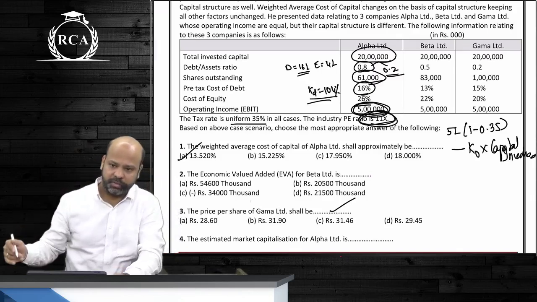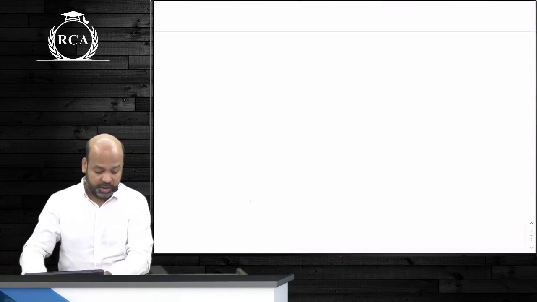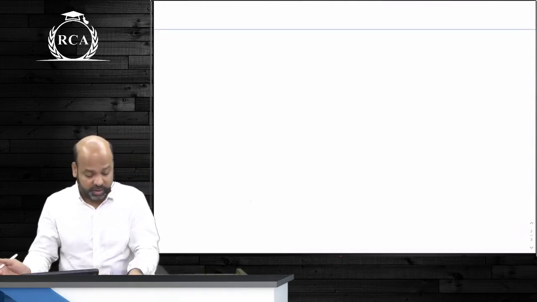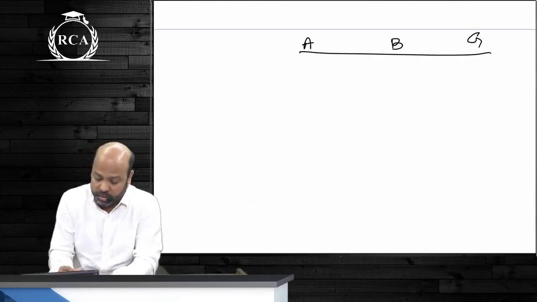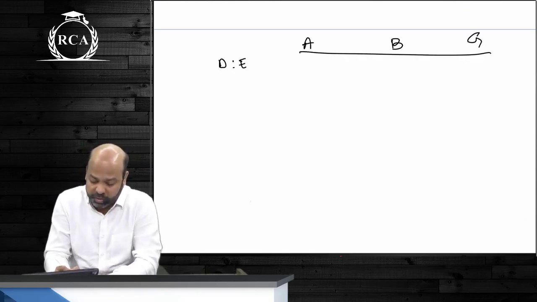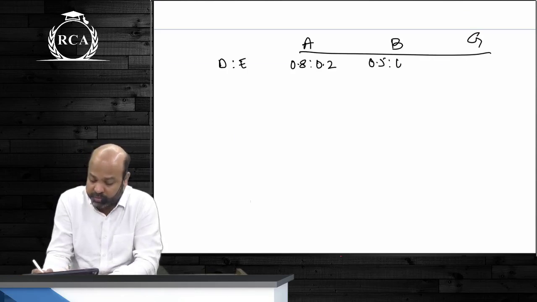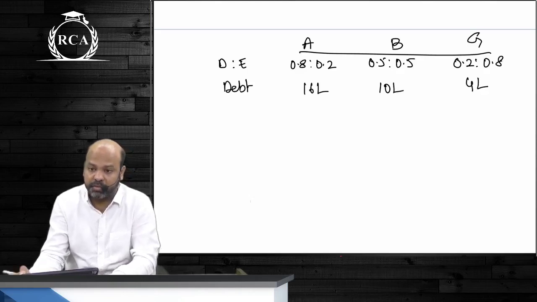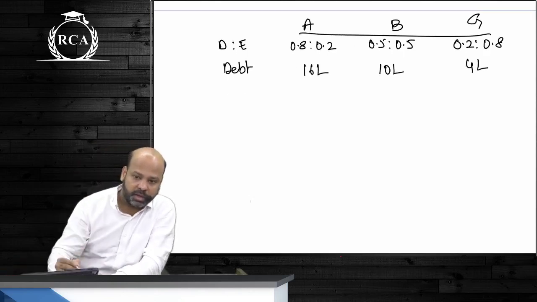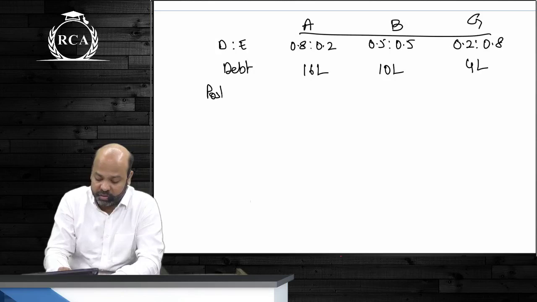So guys, the 3 companies that are here. What are the names of the 3 companies? Alpha, Beta, Gamma. Your debt equity ratio here is 0.8 to 0.2. Here it is 0.5 to 0.5. Here it is 0.2 to 0.8. What will be your debt amount here? 16 lakhs. Here it will be 10 lakhs. Here it will be 4 lakhs. Correct?